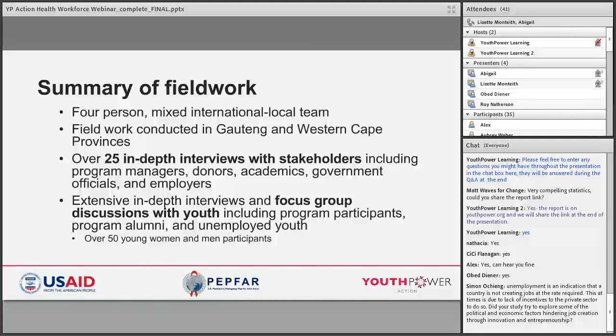So, a summary of the field work. The assessment involved in-depth interviews and focus group discussions, undertaken by a 4-person mixed team with 2 representatives from FHI 360 and 2 from South Africa. These interviews took place in the Gauteng and Western Cape provinces, and they included over 25 interviews with stakeholders such as program managers, donors, academics, government officials, and employers. We also undertook focus group discussions and in-depth interviews with over 50 young men and women who represented pockets of youth that were either unemployed or program participants or program alumni.